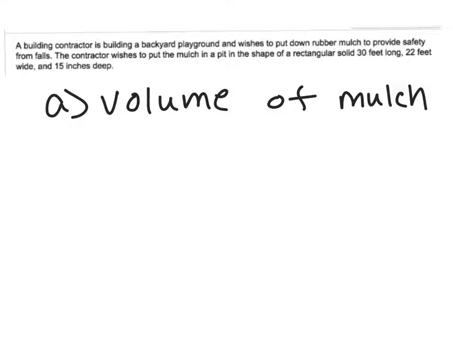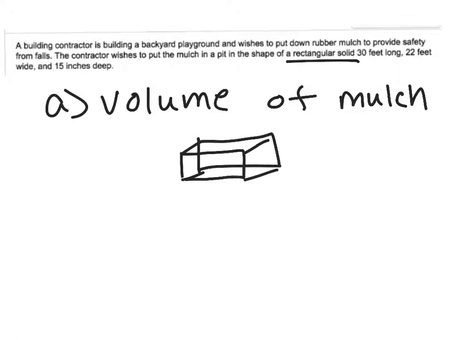Alrighty, so let's look at question A, which I kind of shortened a little bit, but it's asking for the volume of the mulch that the contractor is going to need. And it tells you that the contractor wishes to put the mulch in the shape of a rectangular solid. Really lousy drawing on my part, I know, but a rectangular solid is like a 3D rectangular prism kind of thing. And to find the volume of a rectangular solid, you multiply using the formula.